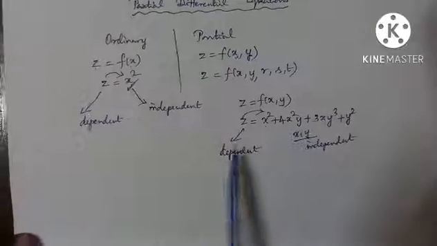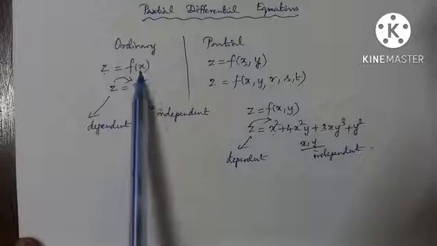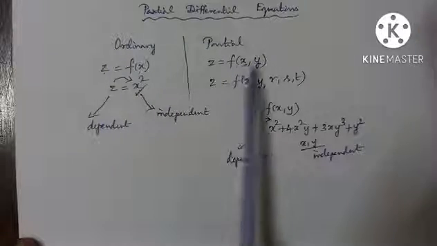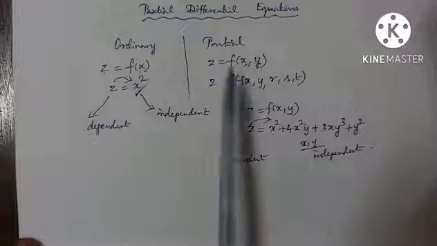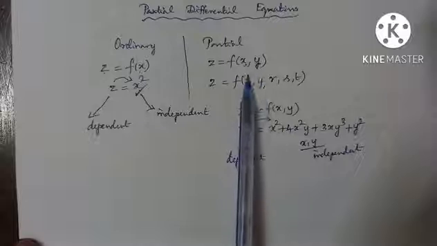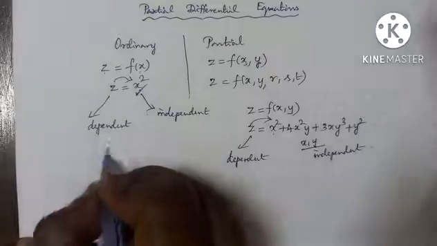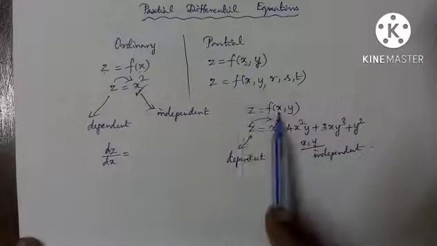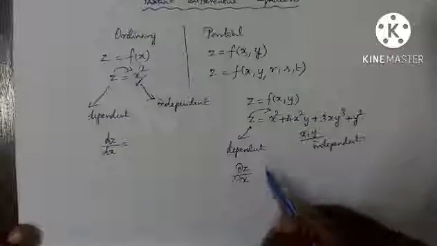Okay. So now it is very clear. When the independent variable is only one, it is ordinary differentiation. When the independent variables are more than one, it is partial differentiation. We have partial differentiation when the number of independent variables is more than one. Here when you differentiate, it is dz by dx, right? Here when you do differentiation, we do dou z by dou x.